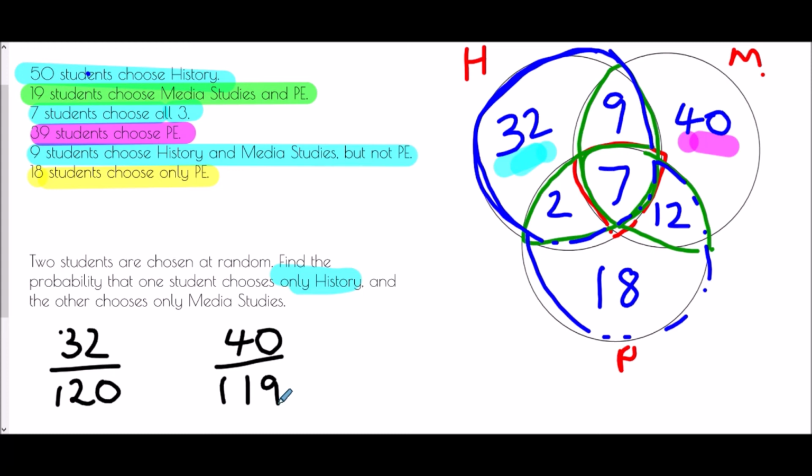The next little area is the fact we've got this word and suggests that we need to multiply. And so we would do 32 over 120 times 40 over 119. We're going to do that on a calculator. Type the two fractions in, multiplied, and you will be told the answer is 32 out of 357. That's the fully simplified version of the answer, and so that is the answer we want to give.